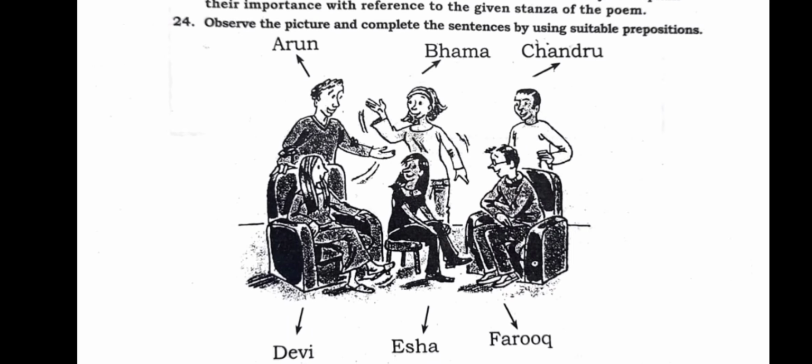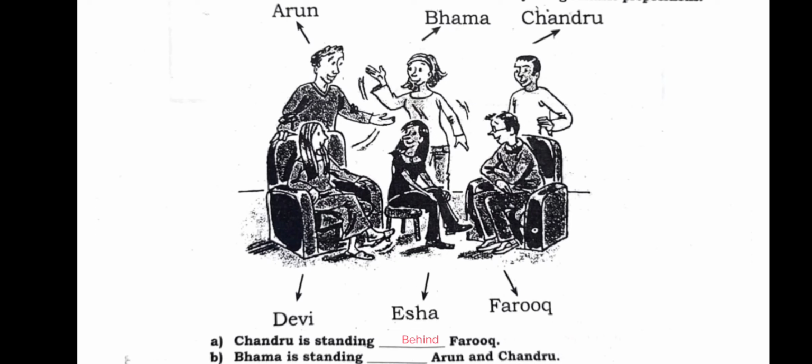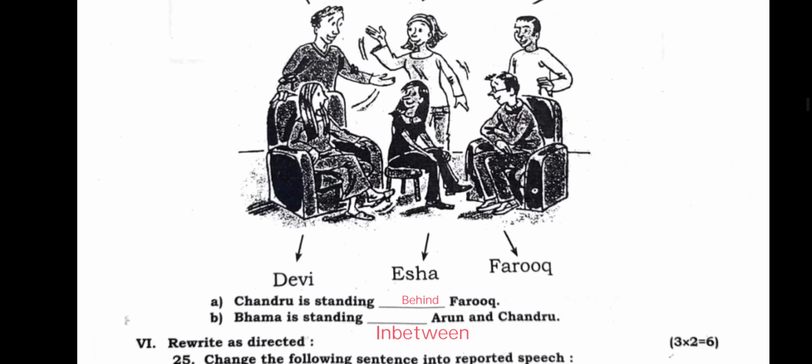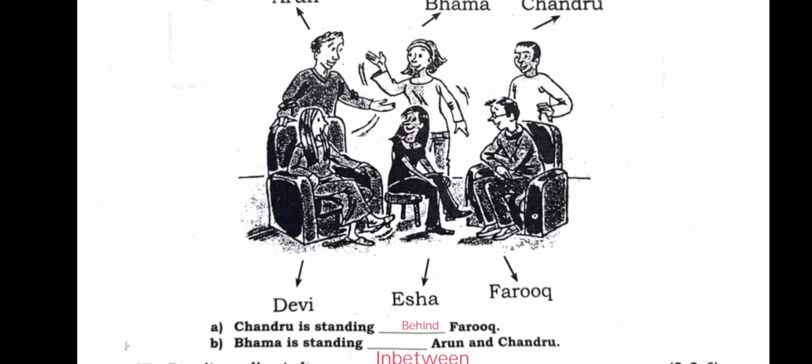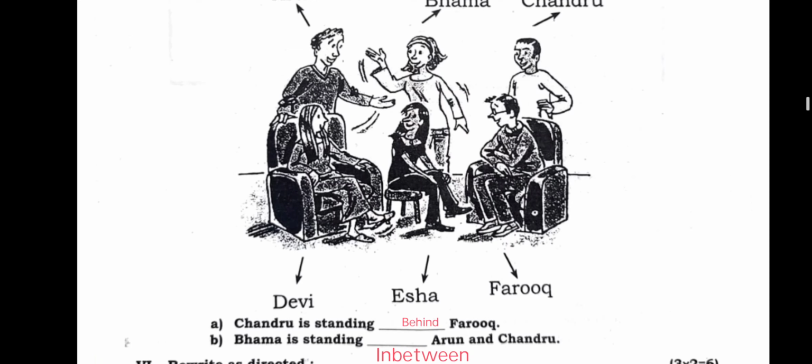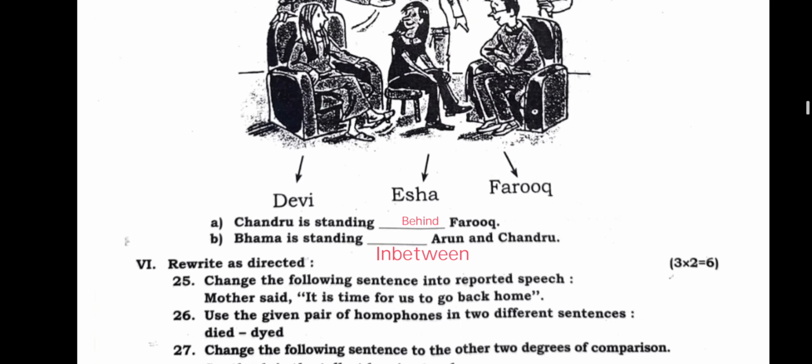Okay, so next one, observe the picture and complete the sentence by using a suitable preposition. You have Aruna, Bhama, Chandru seated, Devi, Isha and Farooq. So Chandru is standing behind Farooq. Bhama is standing in between Aruna and Chandru.